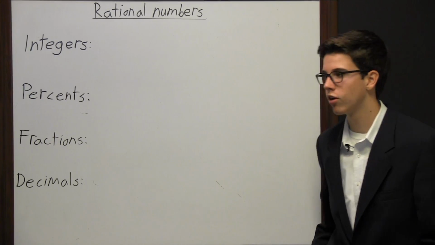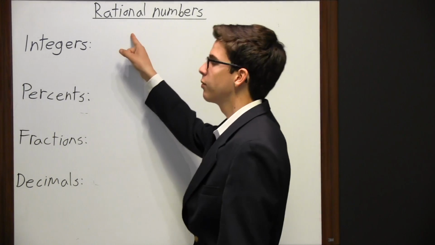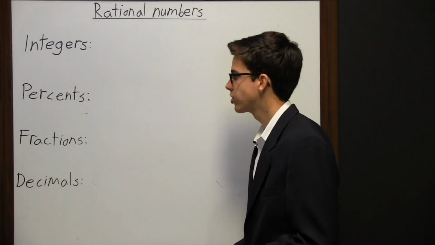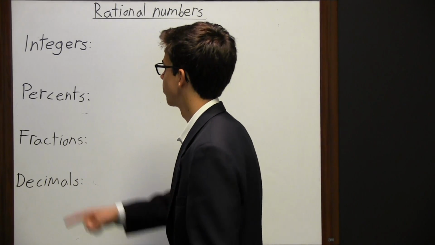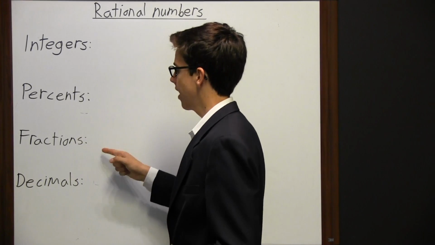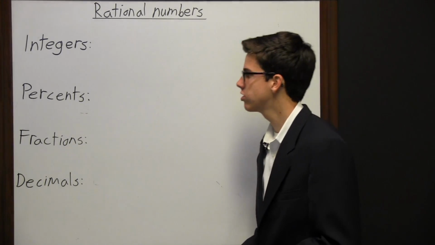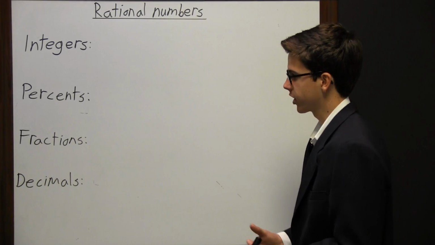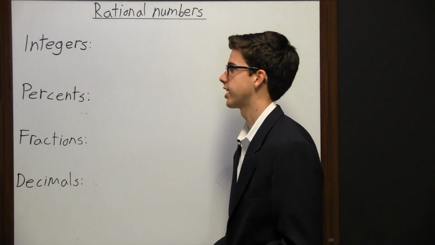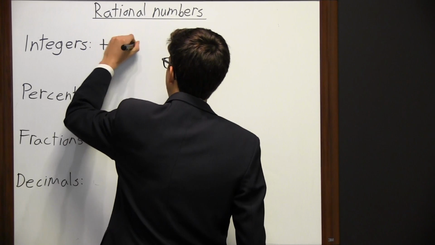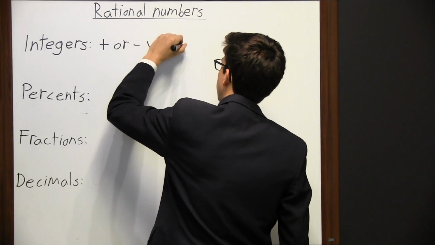In math, we have rational numbers and we have irrational numbers. So we're going to be taking a look at rational numbers, which have 4 different categories, and those are integers, percents, fractions, and decimals. So we're going to define each of these. Even if you're already somewhat familiar with them, we're going to go ahead and define them and give some examples. So starting out with integers. An integer is a positive or negative whole number or 0.